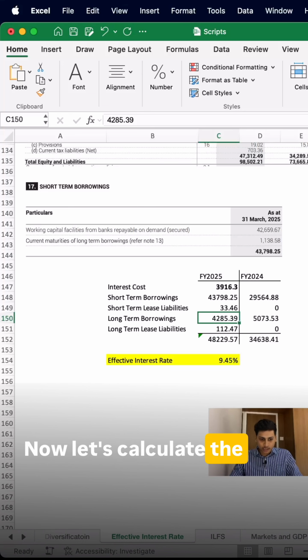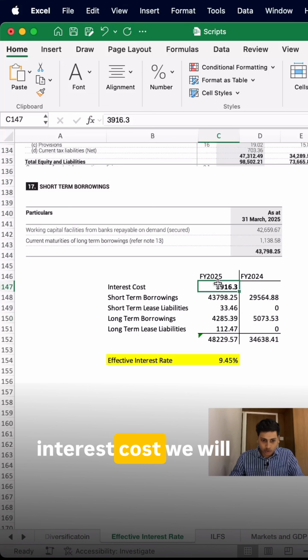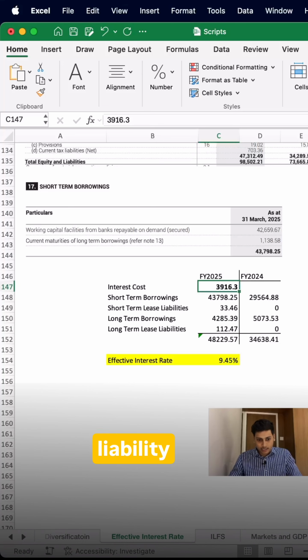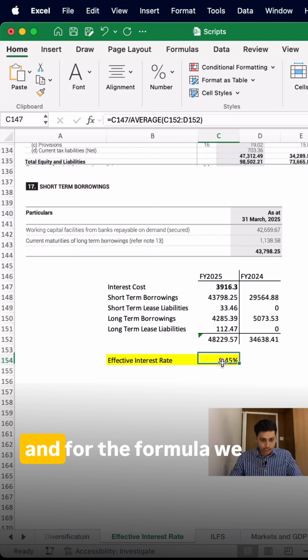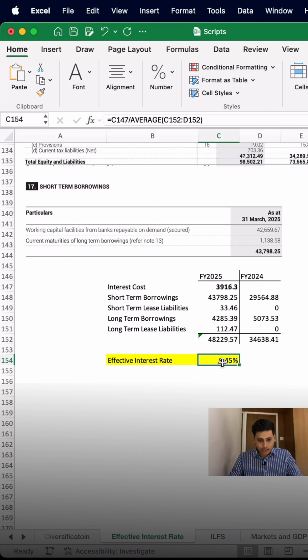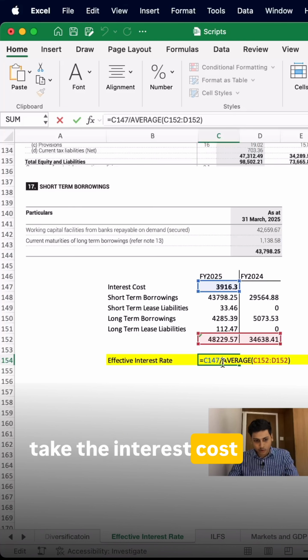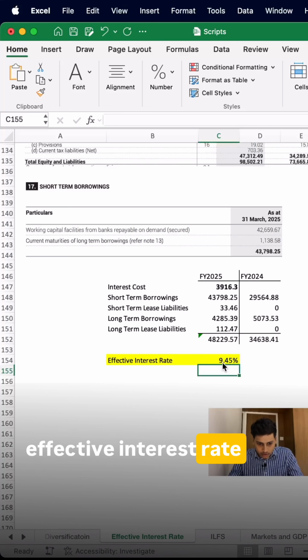Now let's calculate the effective interest rate. Interest cost we will take from the income statement, and the short term borrowings, lease liability, long term borrowings, and long term lease liability we will take for the financial year 2024 as well as financial year 2025. And for the formula, we will take the interest cost from the income statement divided by average borrowing. The effective interest rate comes out to be 9.45%.